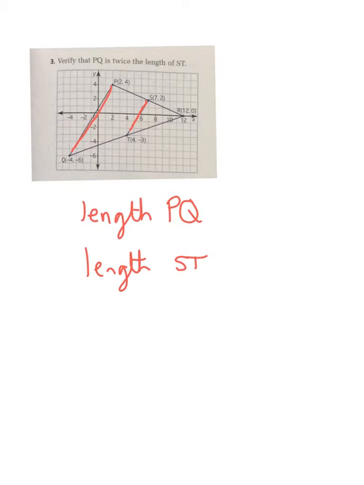Question 2 here gives you the diagram, verify that PQ, this line here is PQ, is twice the length of ST. So you've got to use the distance formula. So length of PQ, you've got to find that first by the distance formula, and then the length of ST by the distance formula again, and that should prove that one is twice the other.